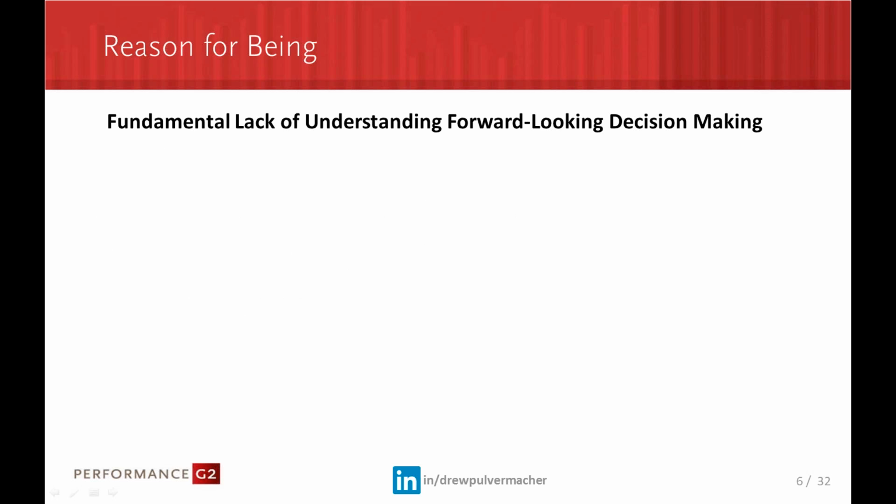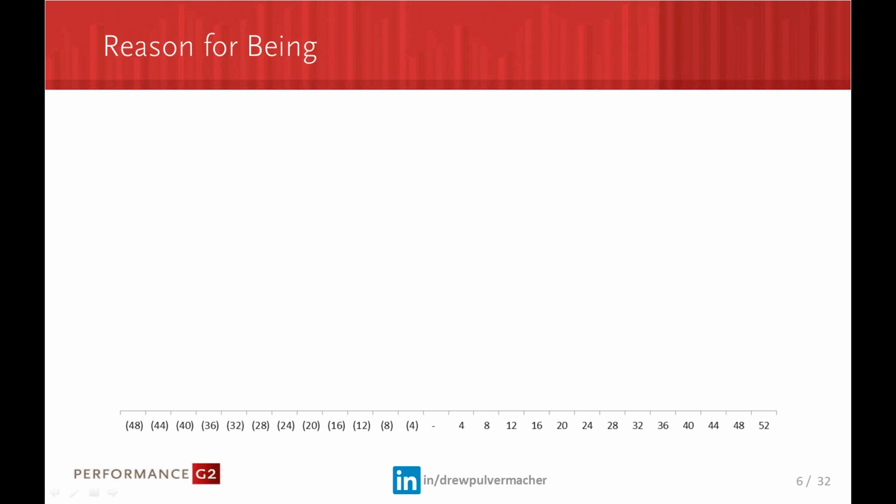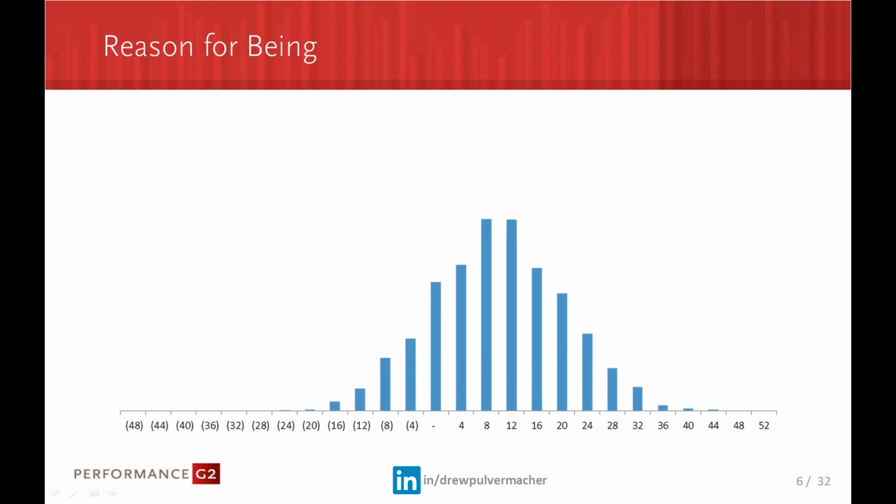So the reason for being for predictive analytics: there is a fundamental lack of understanding in forward-looking decision making. What do I mean by this? The biggest impact for this is due to the average. So give me 2 averages. Average of 8, average of 8. Are these 2 numbers the same? They both equal 8 on the average. If we map it out, hey, here's the first one, here's the second one.